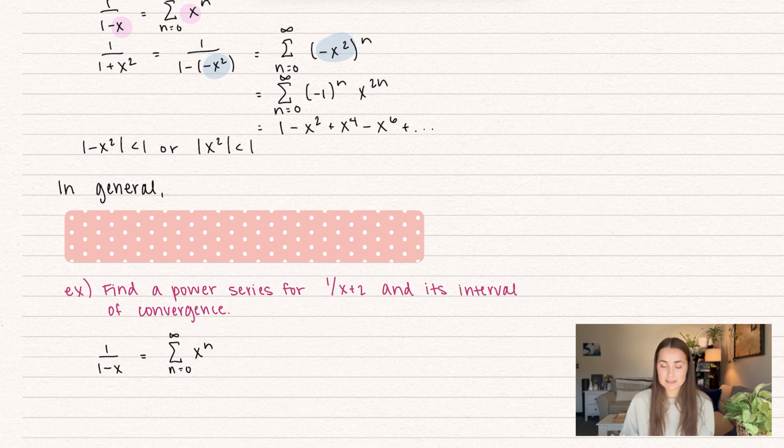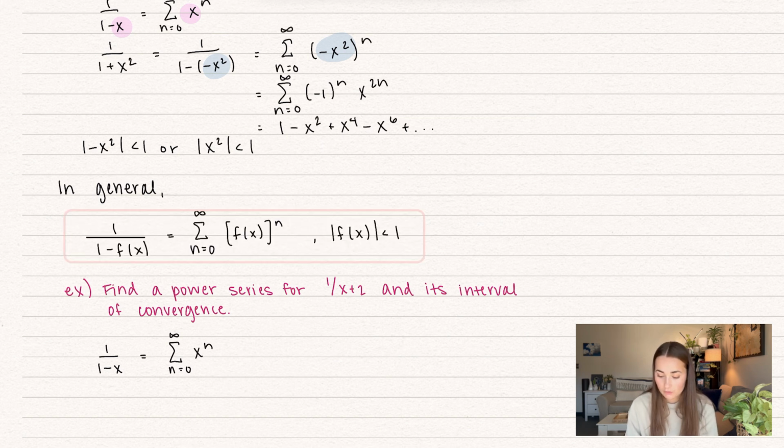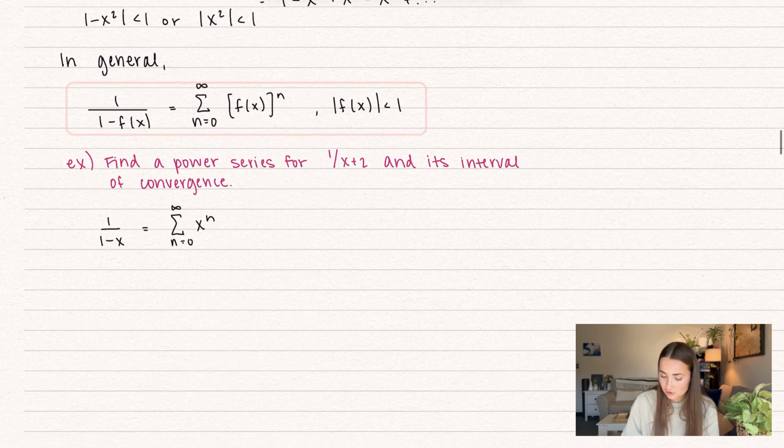So in general, what does this look like, right? We have 1 over 1 minus some kind of function f of x is equal to the summation n equals 0 to infinity, and you just plug in that function to the power of n. And remember, we're working with a geometric series, so we need that common ratio f of x to be absolutely less than 1. So let's go ahead and try this again.